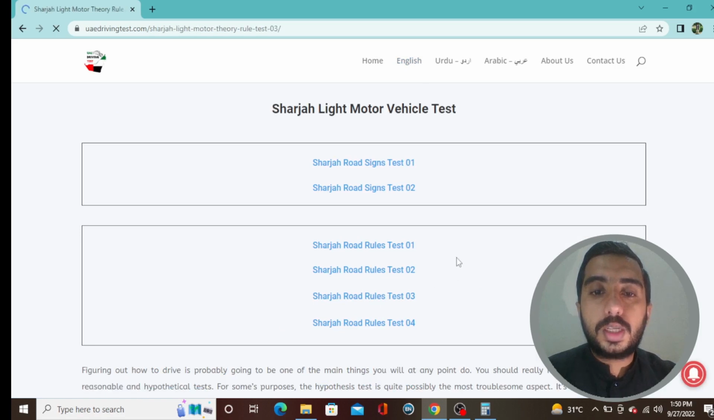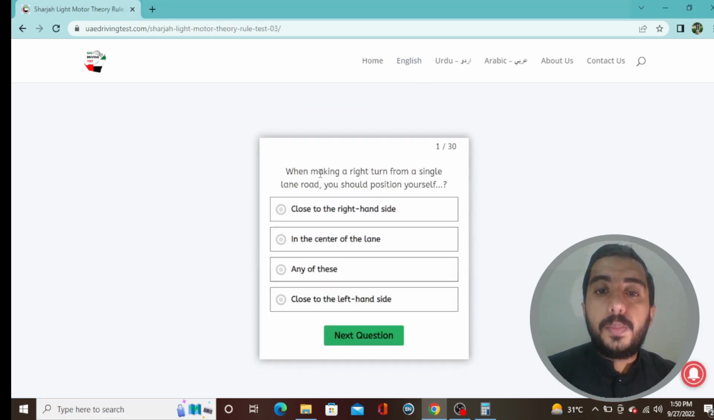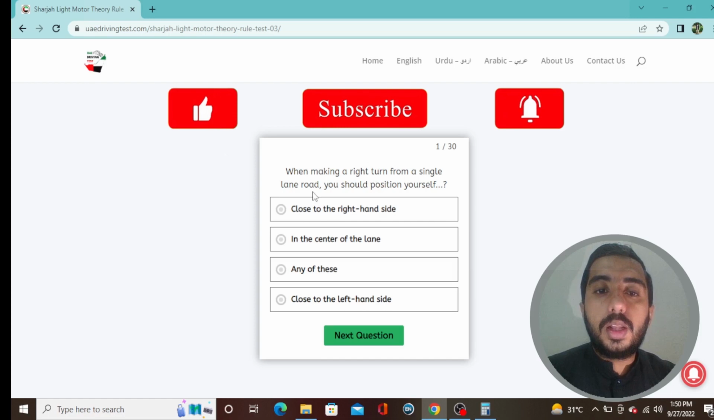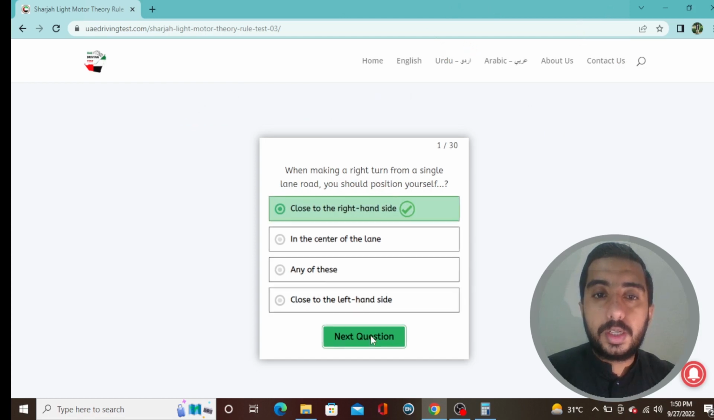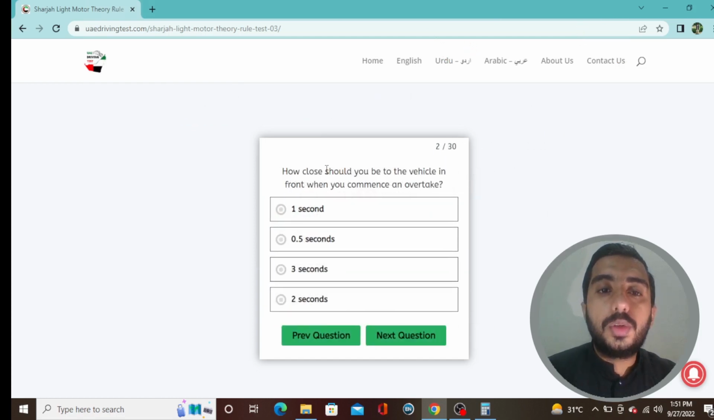Our question number 1 is, when making a right turn from a single lane road, you should position yourself close to the right hand side. Option A is the correct one. Next question. Question number 2 is, how close should you be to the vehicle in front when you commence an overtake? It's almost 2 seconds. Option D is the correct one.